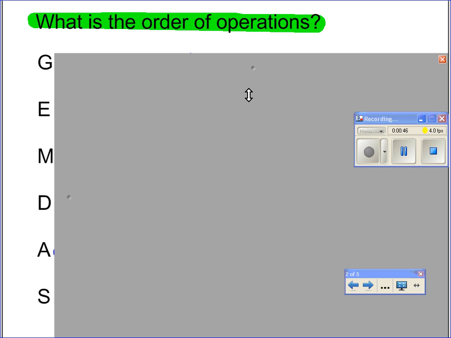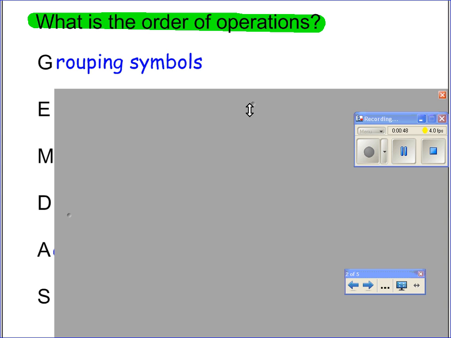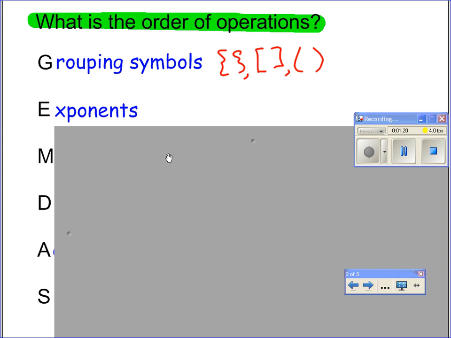The G represents grouping symbols. So grouping symbols could be braces, brackets, or parentheses. So in the order of operations, you want to make sure that you are simplifying or calculating what is in the grouping symbols first, and then move on to the E, which we'll get to. So instead of P, which was parentheses, we're going to use G, which represents any type of grouping symbols, brackets, braces, or parentheses. The E represents exponents.